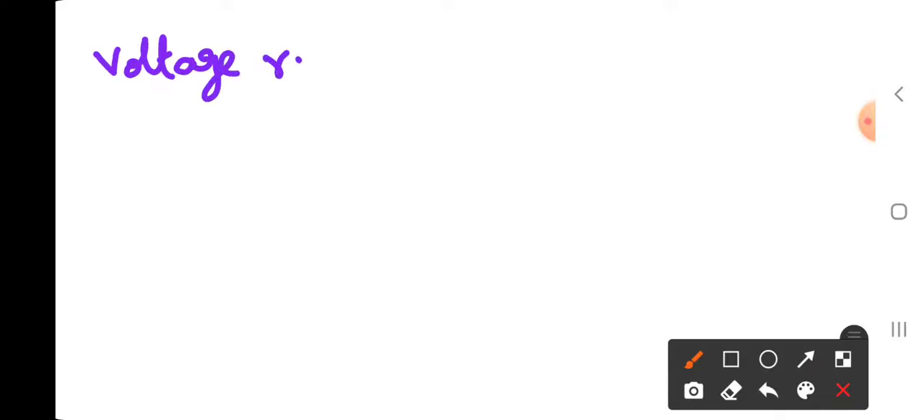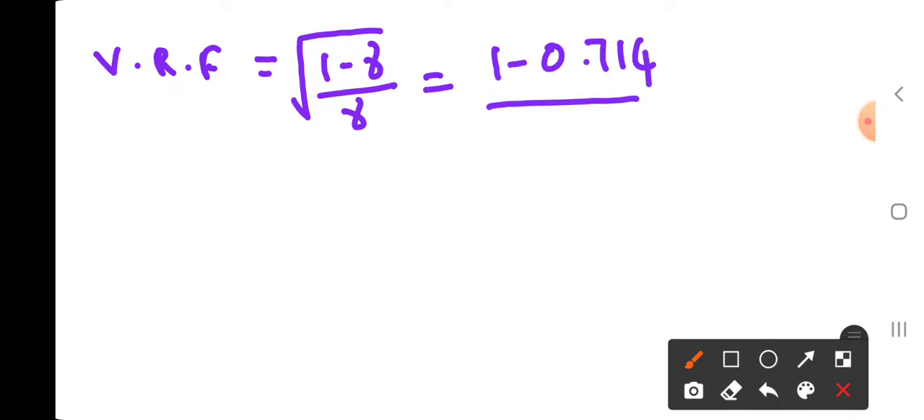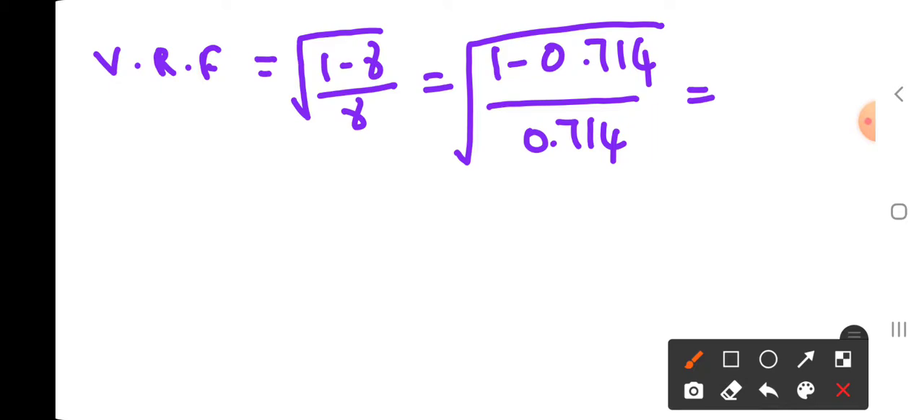Then what is the voltage ripple factor? Voltage ripple factor, VRF, is equal to, we have the formula, square root of 1 minus gamma by gamma. So this is square root of 1 minus 0.714 over 0.714. This is 0.6328.